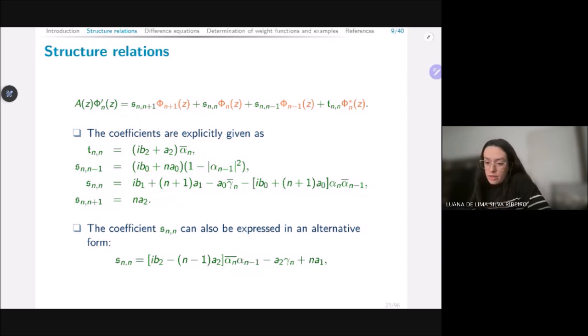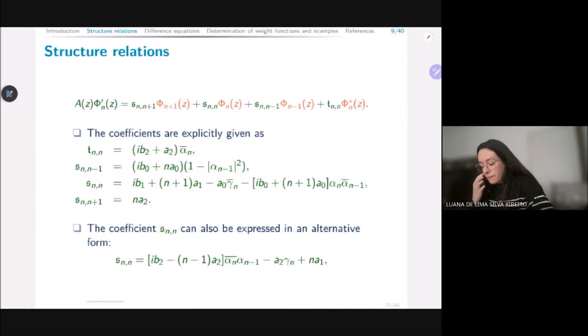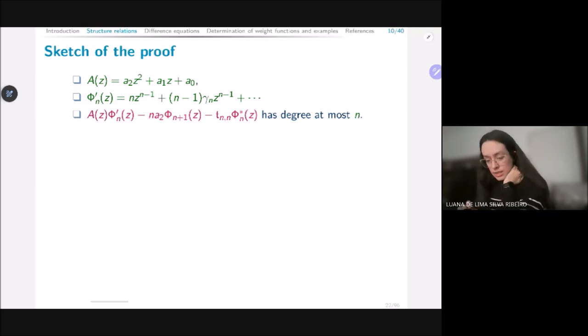Okay, one interesting consequence of this structure relation will be the difference equation. When we take this formula and we take z equal to 0, here, here, here, and here, we find a discrete equation that I will mention in a few minutes. But first, let's take a look at the idea of this theorem. So just the idea of the proof.